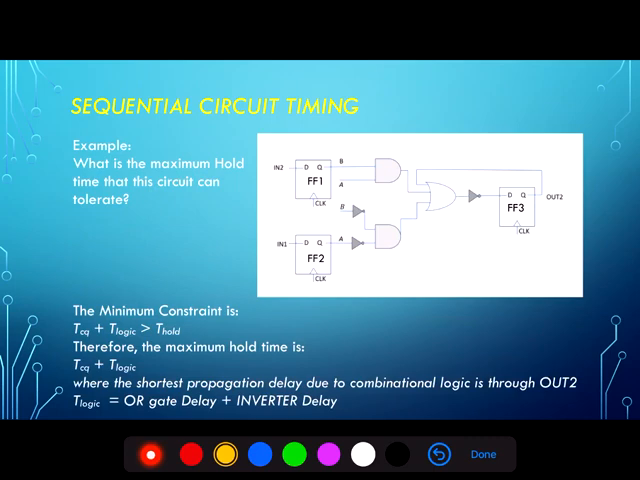Now in this circuit we have the same scenario. We're looking at the maximum hold time, which is the minimum constraint for sequential circuit design. And the maximum hold time in this case, since there's logic between each of the flip-flops, will be constrained both by a propagation delay from the flip-flop as well as a minimum, the fastest a signal can travel through the logic. Now let's look at the different scenarios for how a signal can travel through this logic.